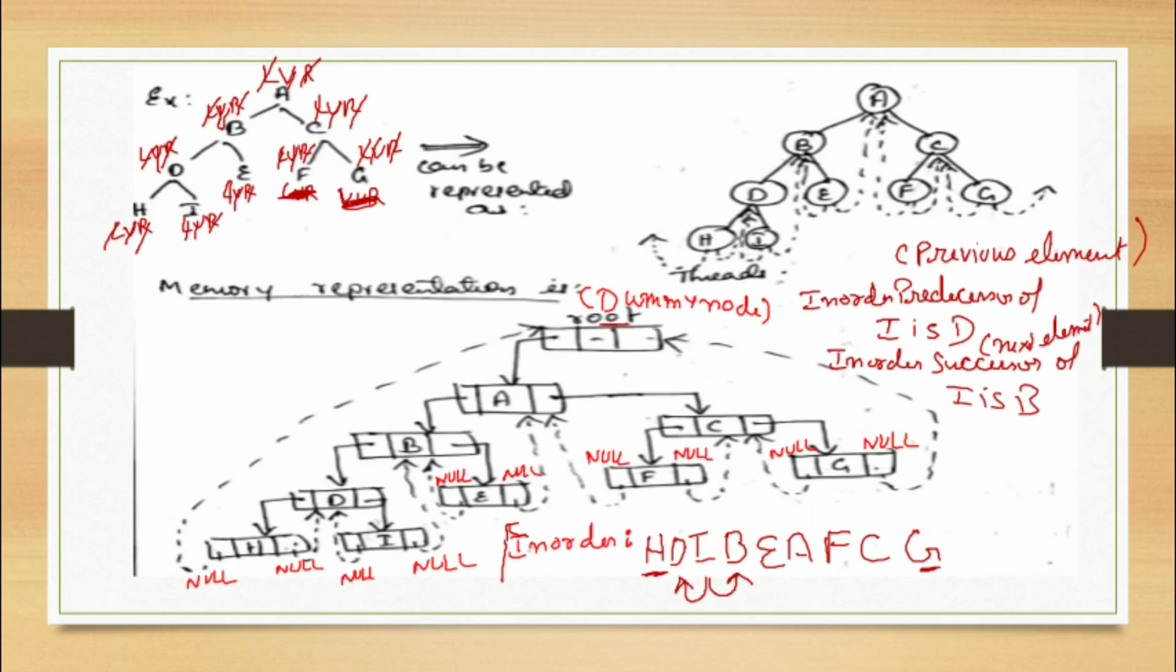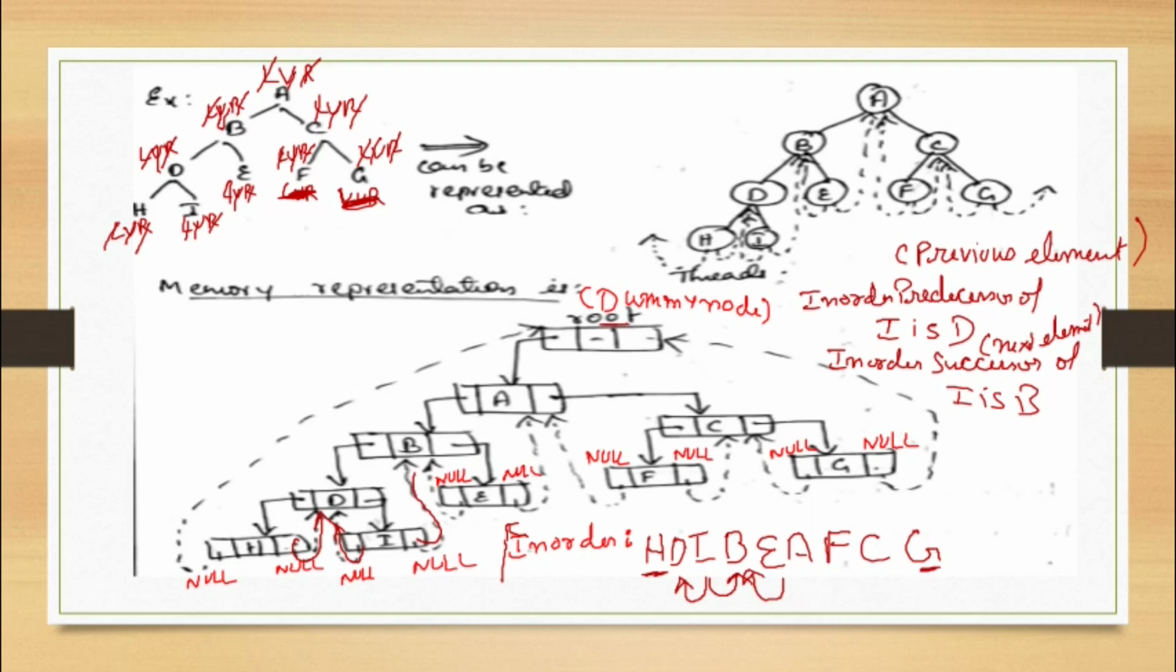So just remember that. Then what is the right link of H? Right means in order successor. H's right is D, so that is why this thread is connected here. Can you see? I's left link should be connected to I's predecessor, that is D, so that is why it is connected to D. And I's right link should be connected to the in order successor, which is D. So can you see this link is also created.